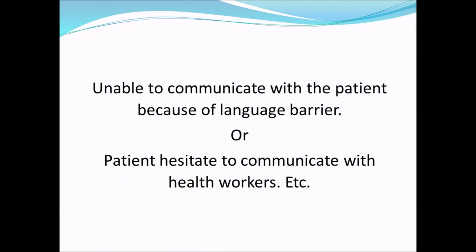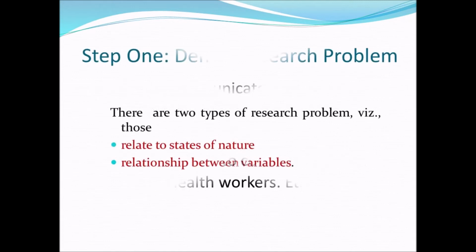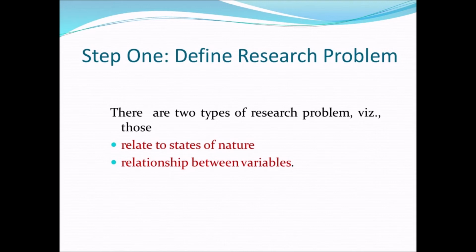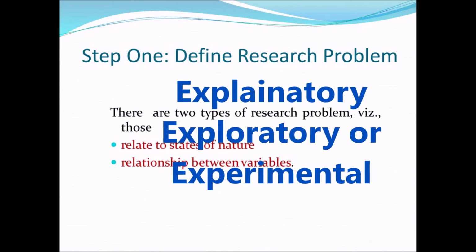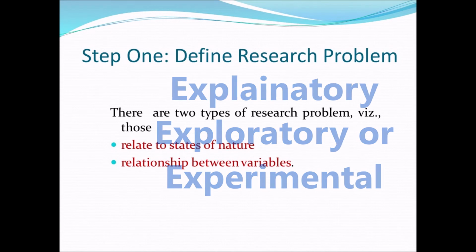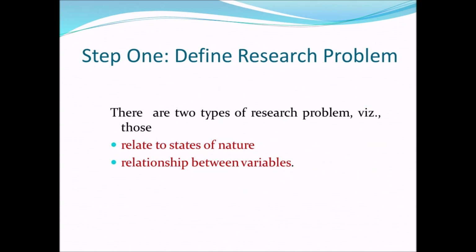Next, there are two types of research problem. Those are the research problem which relates to the state of nature of a problem and the relationship between variables. While defining the research problem, we need to consider the problem nature, that is, explanatory, exploratory or experimental problem, and whether it is affecting a single individual or a group of people or the entire community.